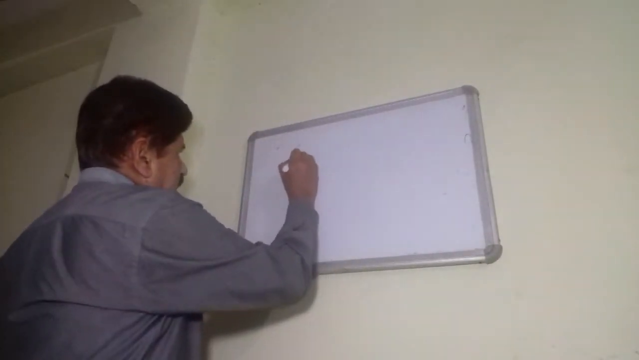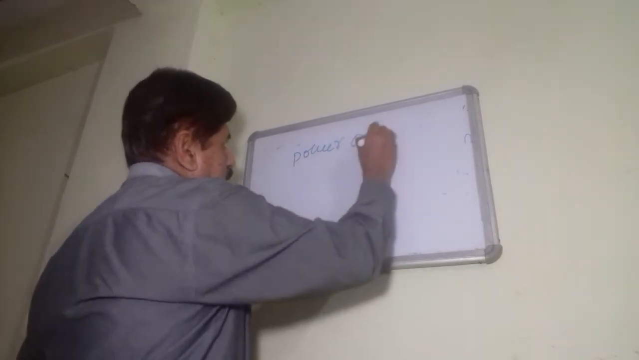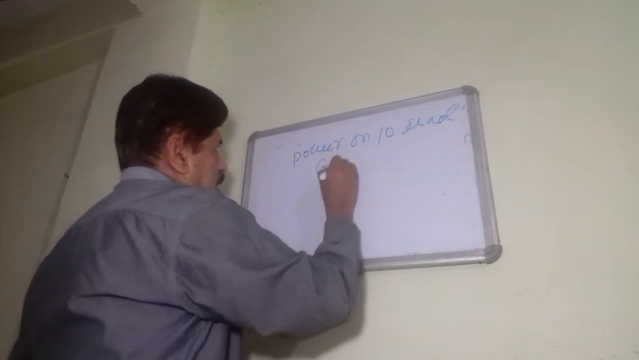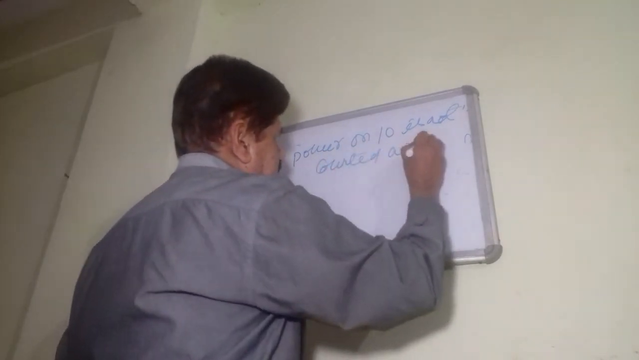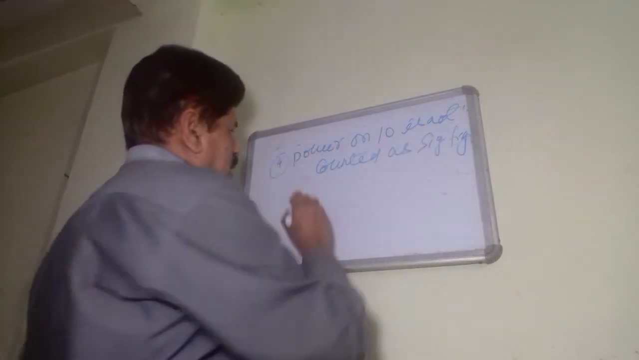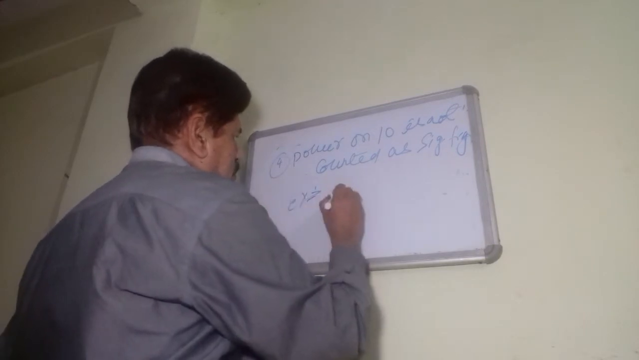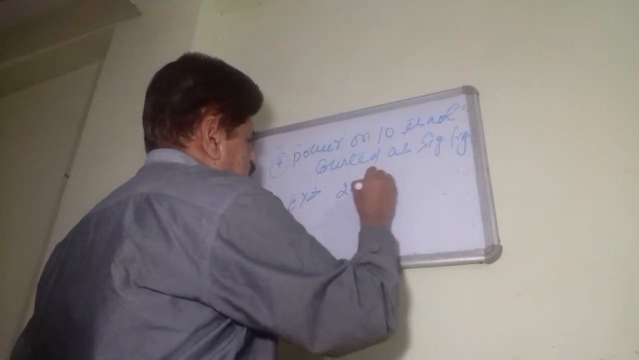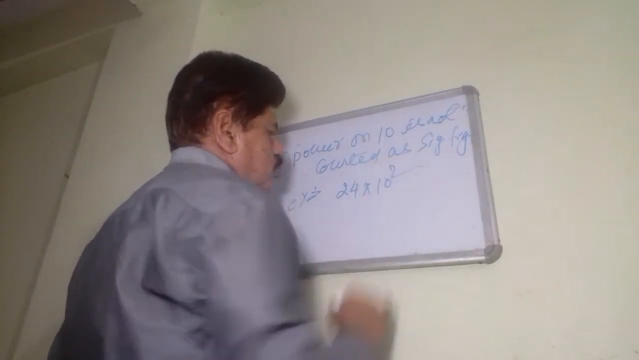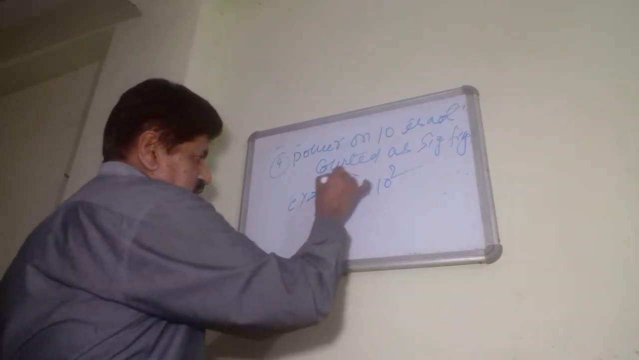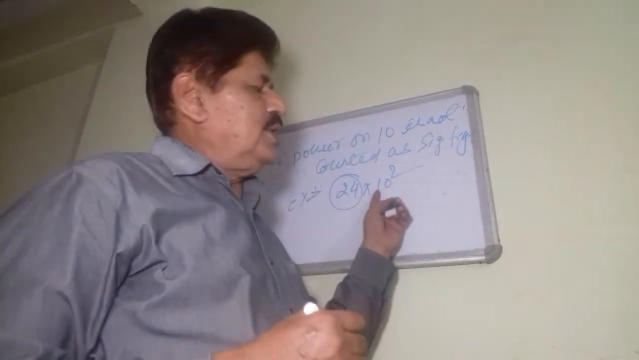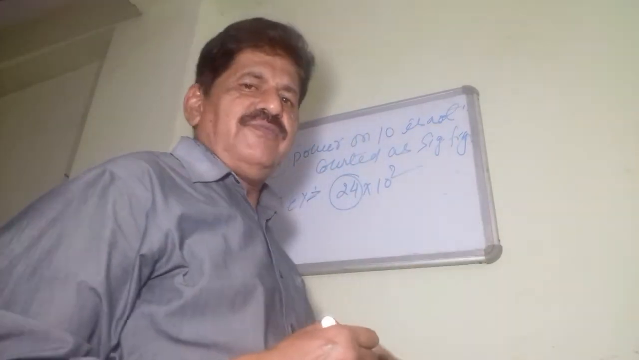So the power of 10 is not counted as a significant figure. Example, 2400 or 2 into 10 to the power 2. Here the significant figures are taken as 2 because the power of 10 is not counted as a significant figure.